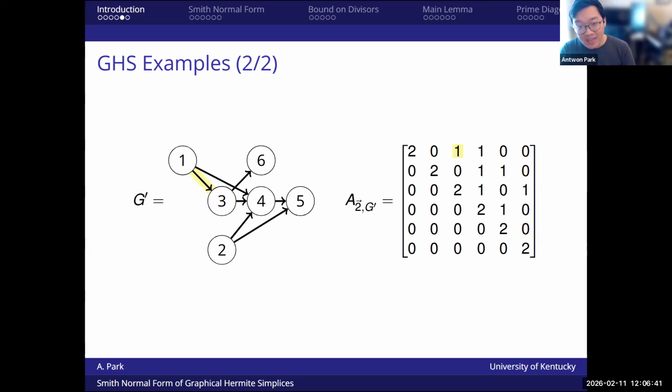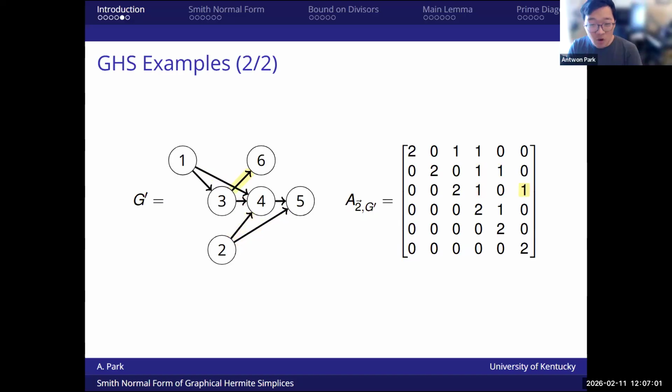But if we go through each edge, I have an edge between 1 and 3. So there is a 1 in row 1, column 3. Same thing if I have the edge between 1 and 4, I have a 1 in row 1, column 4. And if I do the same thing for each edge, row 2, column 4, row 2, column 5, row 3, column 4, and so on for each of these edges, that is where I'm adding in those ones. There are 7 edges in G prime, and so I have 7 ones appearing in my graphical Hermite simplex.